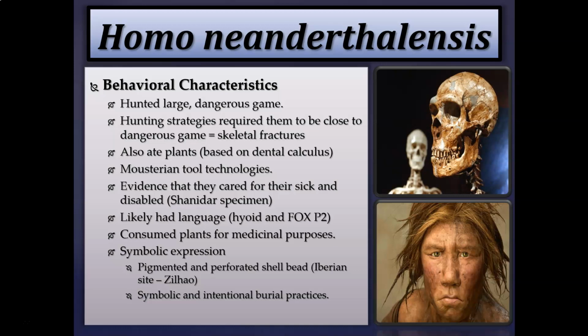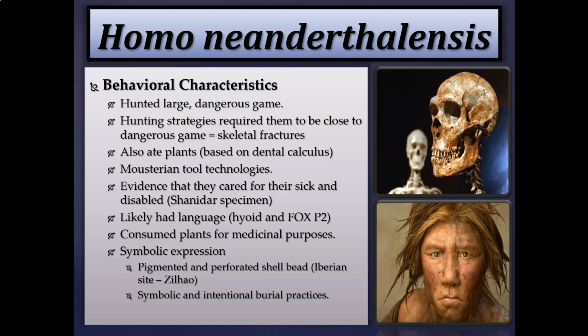But just because they hunted game doesn't mean they didn't also eat other food sources. Based upon dental calculus and wear marks on the teeth, the dentition, they likely also ate plants and tubers, just like all hominins do. They utilized a stone tool technology called Mousterian tools. These tools are more sophisticated and complex than the Acheulean tools that we saw with Homo erectus.